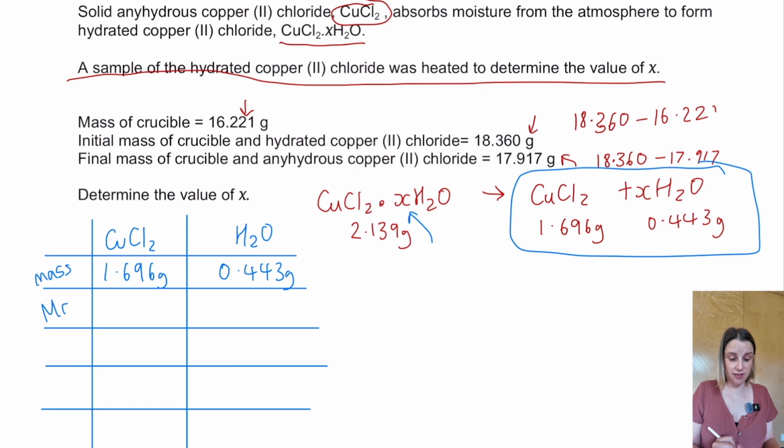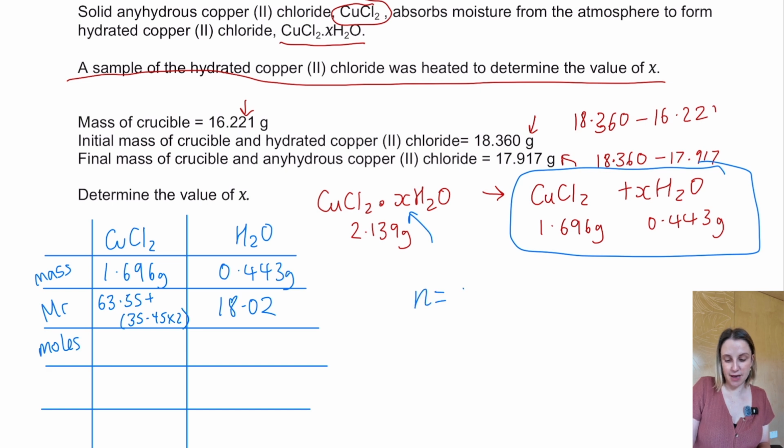So if we take the Mr of both, I'm just going to write these in. So this one's your 63.55 plus 35.45 times 2, and then water comes out as 18.02. So you can work this out yourself, just check with the periodic table. I promise it's all good. And then you work out your moles just using moles equals mass over formula mass like we did before.